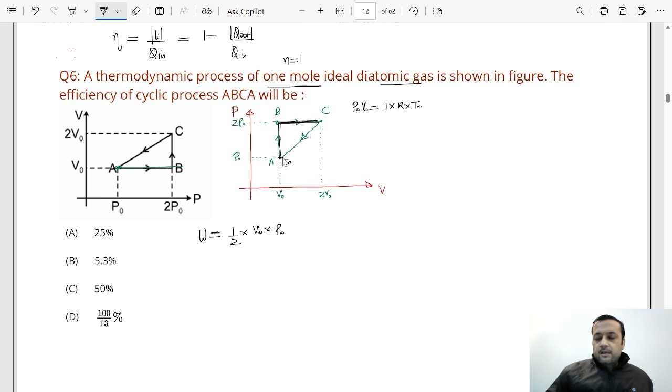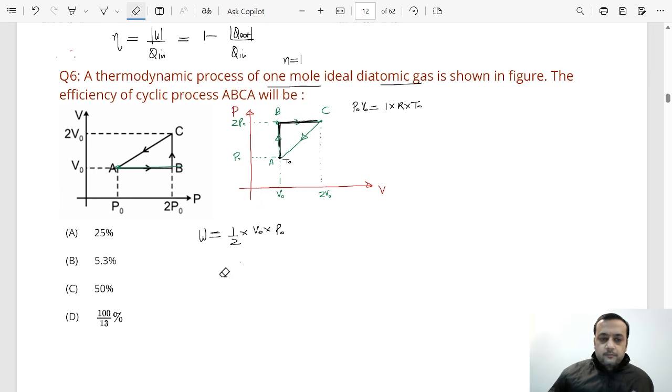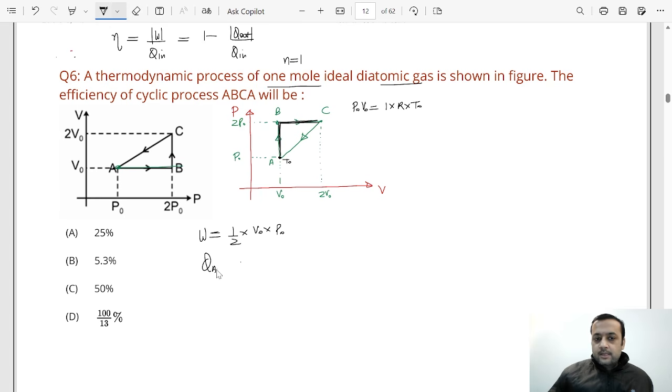Okay, now let's talk about Q in. How will I find Q in? Look, from A to B, the volume is constant, which means it's an isochoric process. For an isochoric process, first I'm talking about QAB, which becomes nCv delta T. Now n was 1.